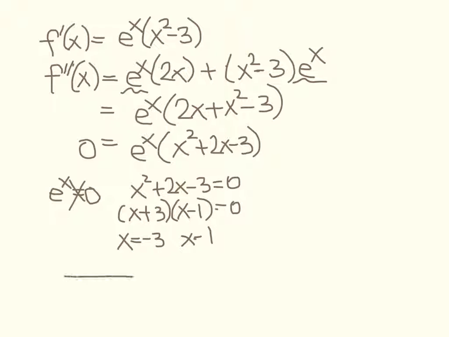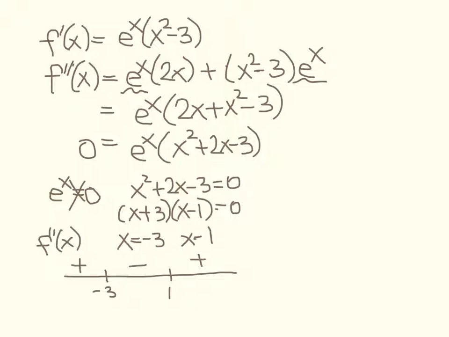Now again, I'll use a sign chart, an f double prime sign chart that is, to be able to determine where it's increasing and decreasing. So then I would substitute these points into f double prime, and when x is less than negative 3, we notice that f double prime is positive. When x is 0, then we notice we get a negative on f double prime. And when x is greater than 1, we get positive.